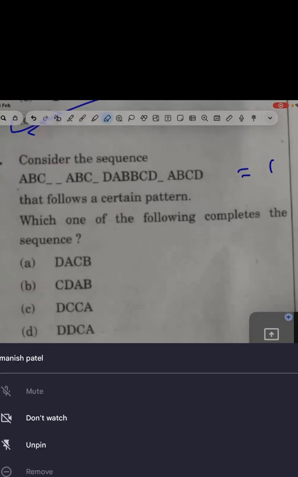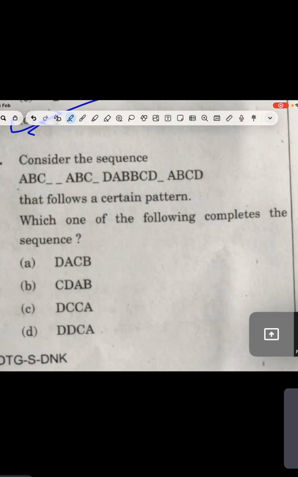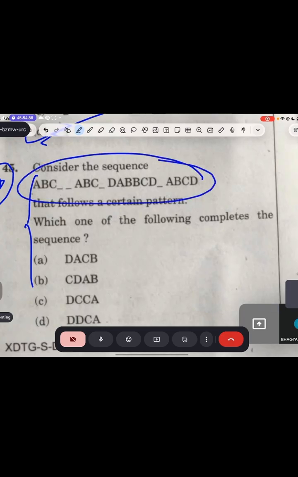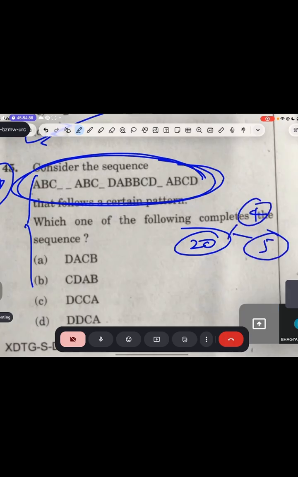Very good question. Read. ABC dash dash D, ABC dash DA, BBCD dash ABCD. See, guys, in these types of questions, you know what? This is a very easy question actually. I don't know why they have asked this question in the UPSC examination. Guys, in these types of questions, first of all, you have to count how many digits there are. I think there are 20, right? So the combination can be either 4 or 5.